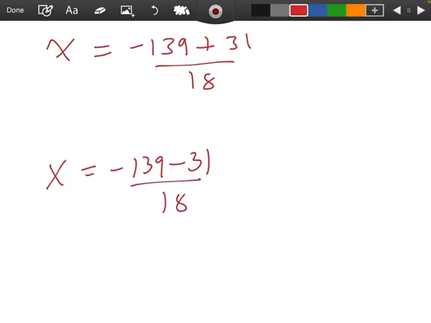So we're going to have two answers, right? Let's take a look here. What's negative 139 plus 31? Negative 108 over 18. And I think it's going to go in nice and pretty, actually.